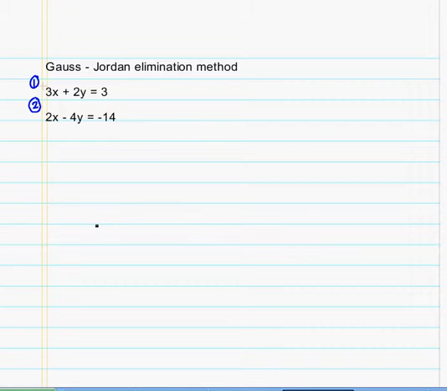Now again, we want the same coefficient in front of either the x's or the y's. It looks like it might be a little bit easier for us to get the same coefficient in front of the y's if we multiply the first equation here by 2. And again, I'm just tracking what I did, so I'm going to use this notation to show that I'm going to multiply this entire equation by 2. So I'll get 6x plus 4y equals 6. We're going to leave the second equation alone because it already has the negative 4y in front.